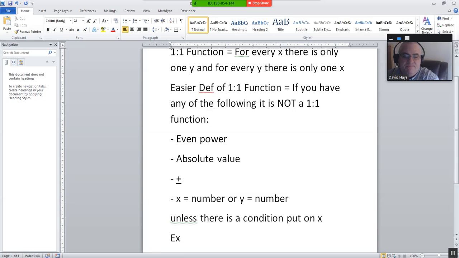An example of that. y is equal to x squared. Normally on that, since it has an even power, it would not be a one-to-one function. But if we put a condition where we're saying x is greater than 0, by putting that condition on there, we're making sure that it is a one-to-one function. There's other reasons why you might put a condition on there, but that's the reason why we put a condition in this section.